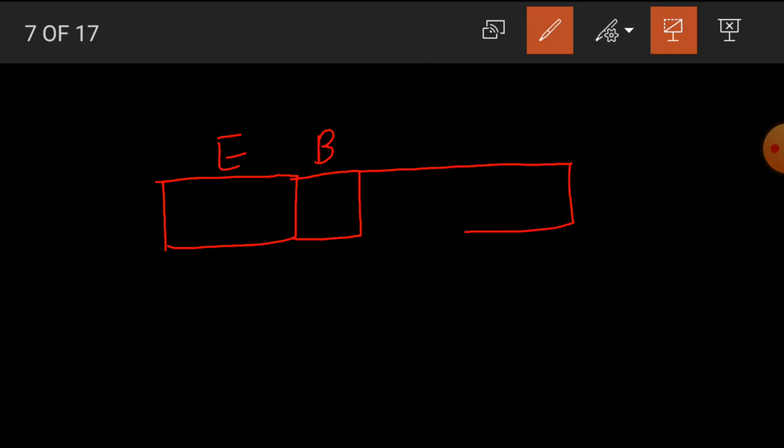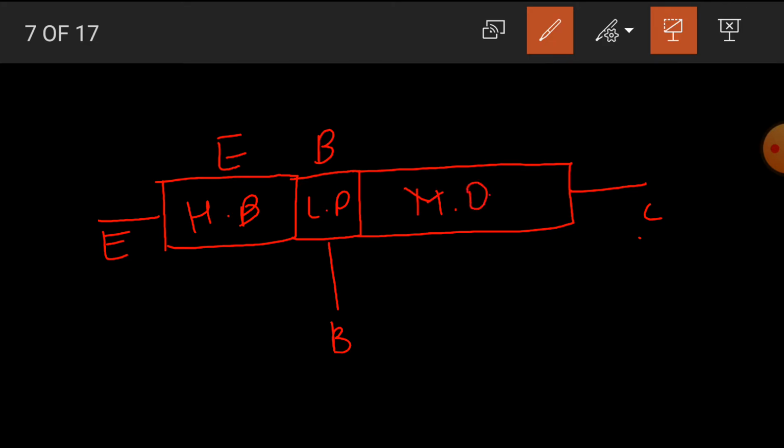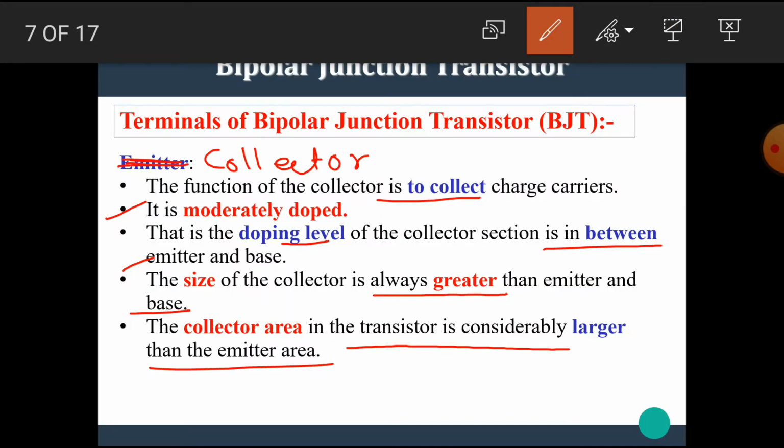That means we can construct the transistor such as this is the emitter area, the base is very small, and collector has the large area. This is the emitter terminal, this is the base terminal, and this is the collector terminal. We know that the emitter is heavily doped, the base is lightly doped, and collector is moderately doped. This is the actual construction of any BJT.